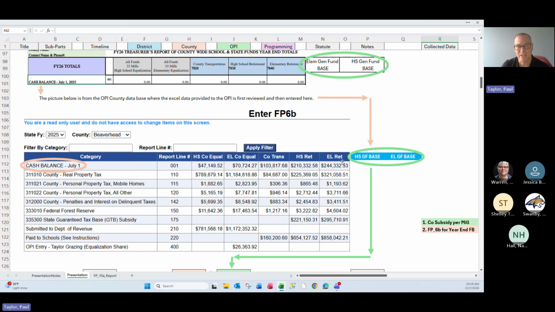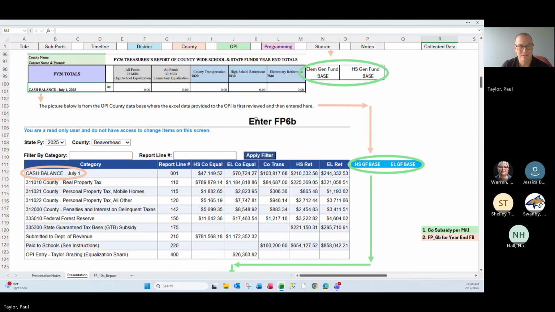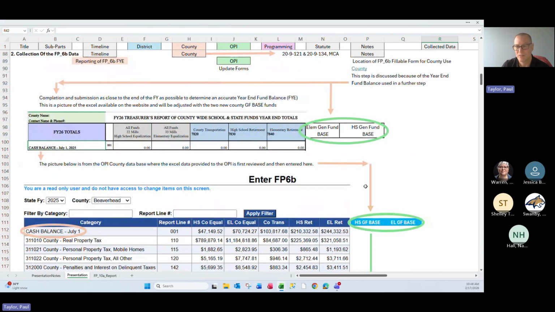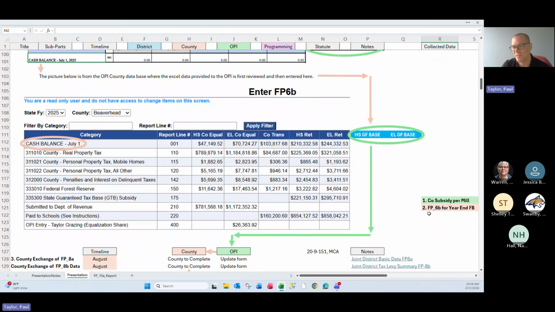And so what I've done is I've taken this title here and I'm adding it over here because that's another piece that we need. We have a calculation for the subsidy that we're going to provide in the ensuing year. And now we have a way to figure out what fund balance is available to help fund that county's budget for the ensuing year. Any questions about FP6B collection?